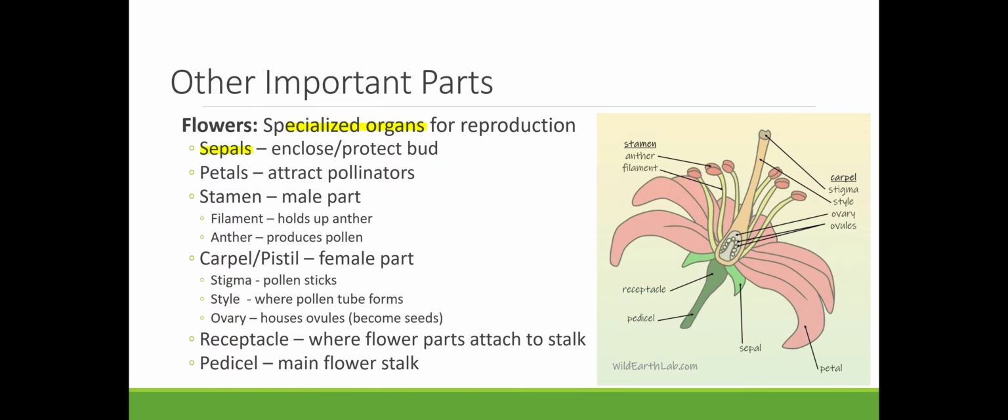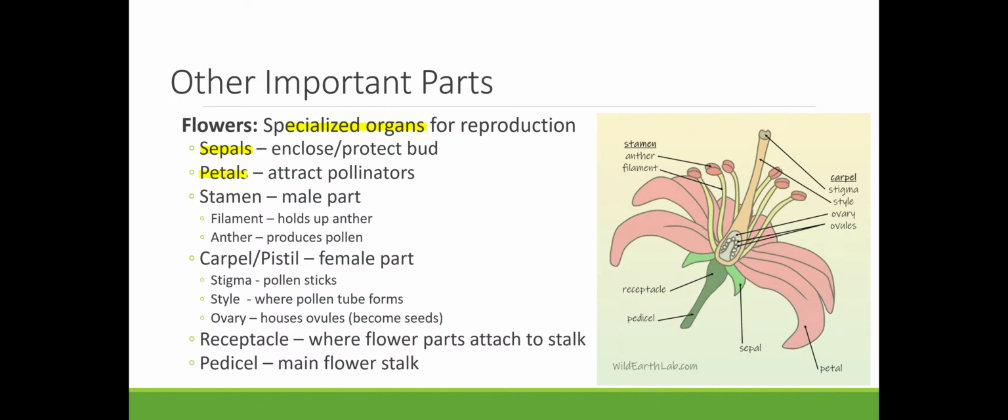So you have the sepals, which, when you look at a flower bud, are the little modified leaves that surround that bud. And so when the flower blooms, those sepals kind of open up. A lot of times they're green and leaf-like, but sometimes they actually look like the petals too. So we're going to see that in a flower that we dissect after spring break.